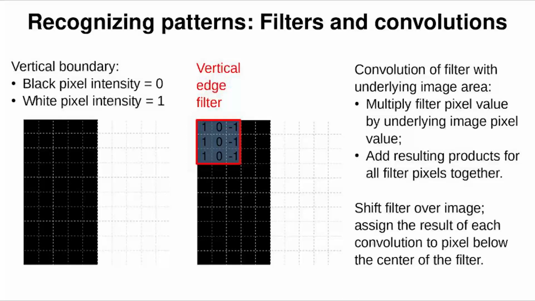Now we will shift the filter over the image, pixel by pixel, from left to right, then bring the filter back to the left edge, but move it down by 1 pixel and shift it from the left to the right again, and so on, until we reach the bottom right corner of the filter.